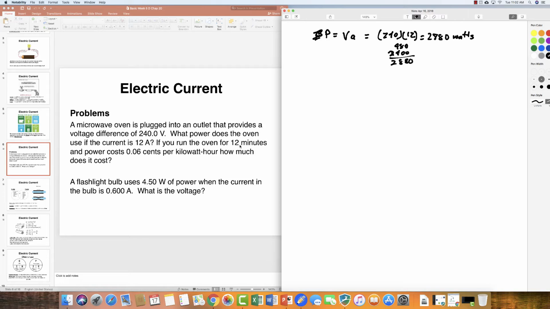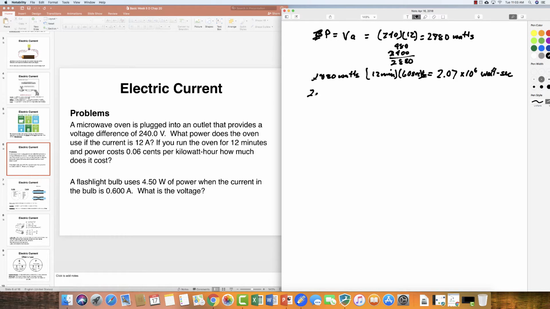Now if you run the oven for 12 minutes and power costs 6 cents per kilowatt hour, how much does it cost? First of all, you have to take the 2880 watts times 12 minutes, but remember it's 60 seconds per minute. That's going to equal 2.07 times 10 to the 6th watt seconds.